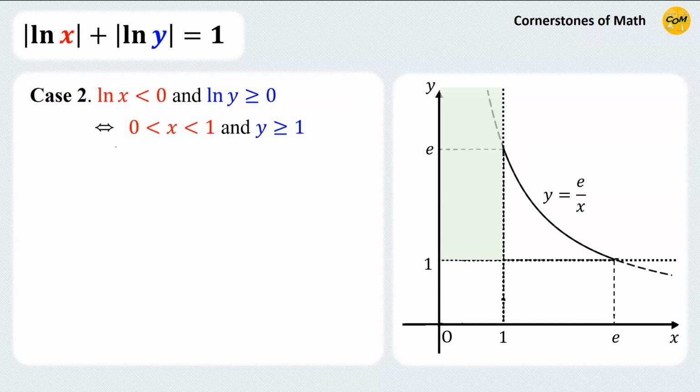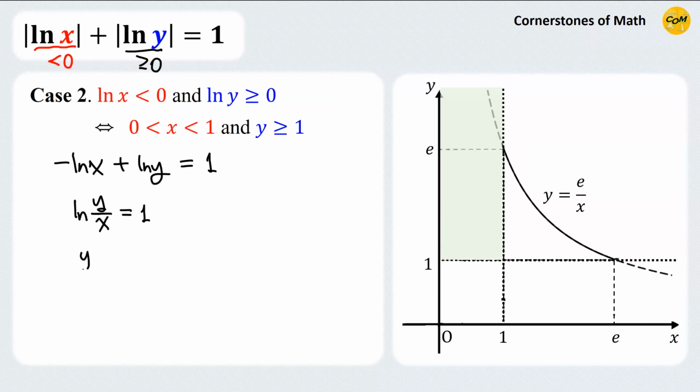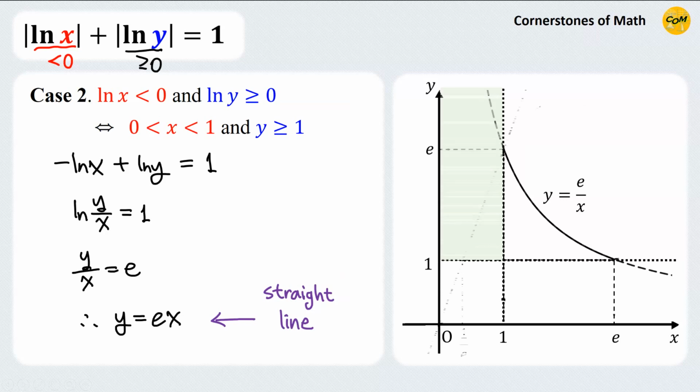Next, when x is in between 0 and 1 and y is greater than or equal to 1, the green shaded region in the figure. Here, ln x becomes negative, so we have minus ln x, but ln y is positive in this region, so we have plus ln y. So this equals 1, so ln y over x equals 1, so y over x equals e, so we have y equals ex. So now we have the straight line. If we sketch this, we obtain this graph. The straight line y equals ex.